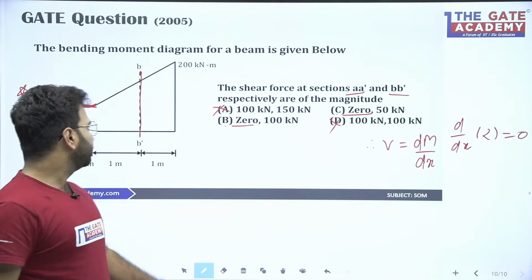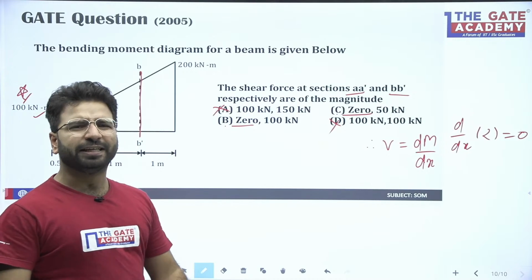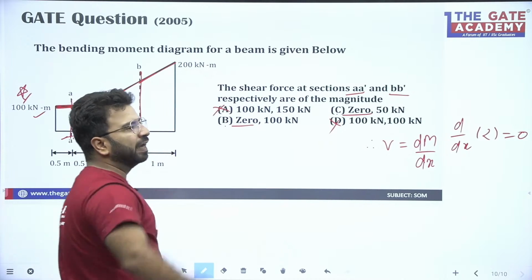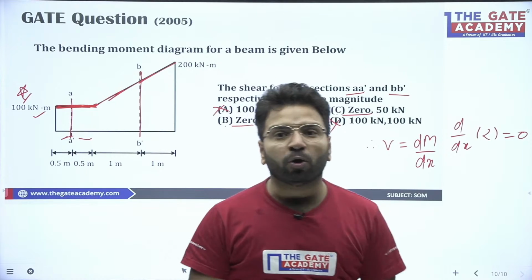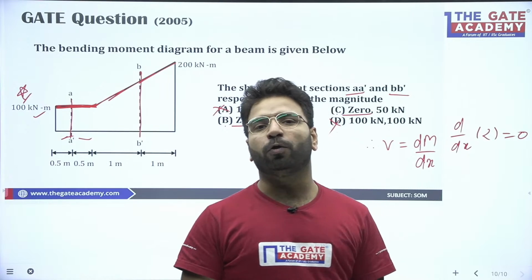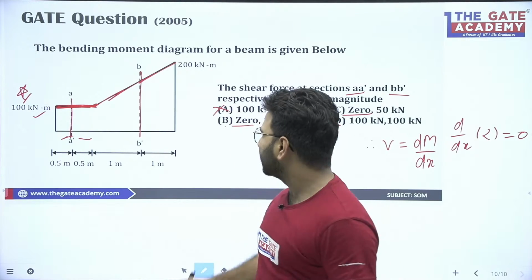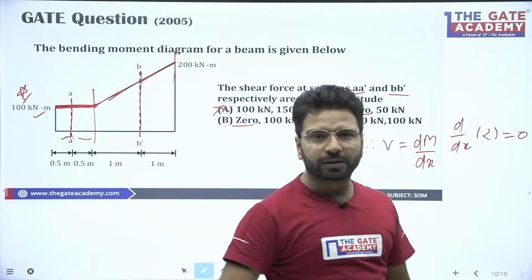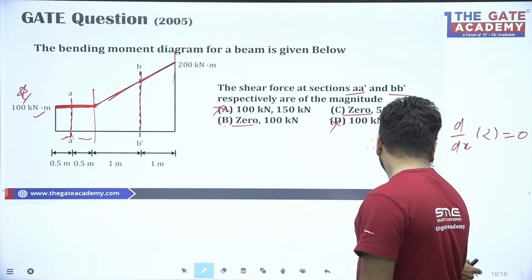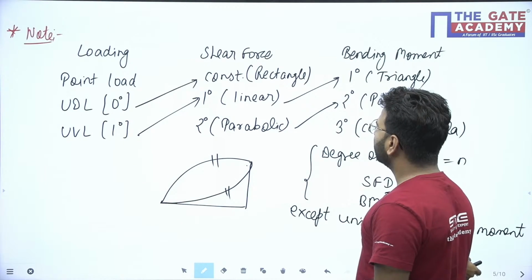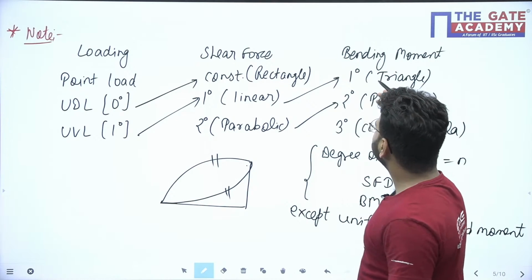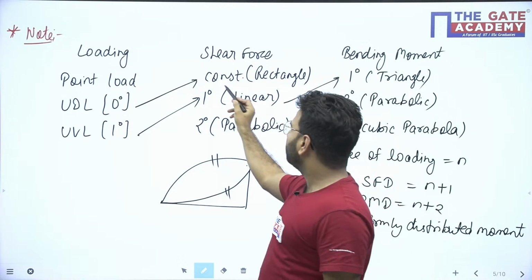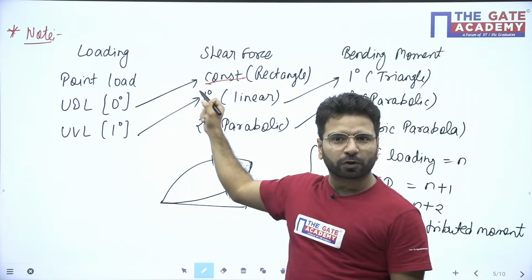Now come to BB dash. You can see BB dash is here, and in that region the bending moment is varying linearly. If the bending moment is linear, what will be the shear force in this section particularly? Remember this table. If bending moment is linear, meaning 1 degree, shear force will be constant here, yes or no?